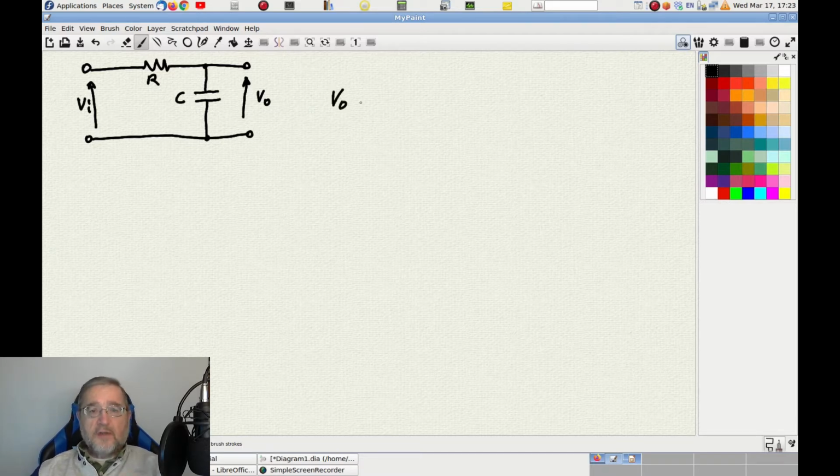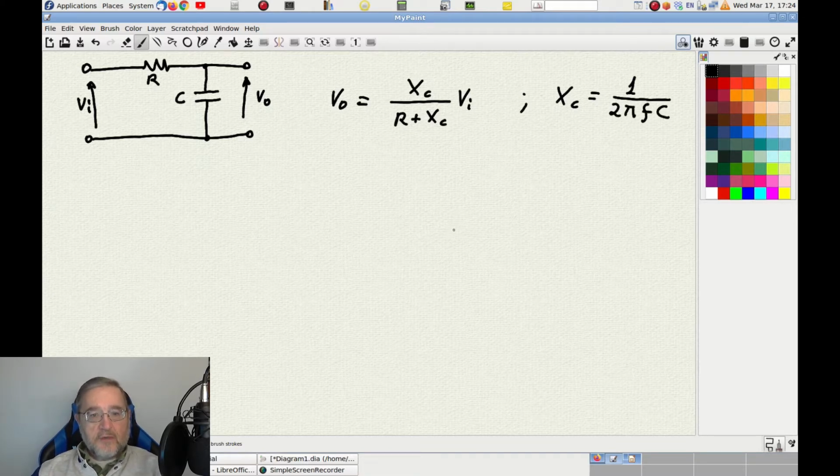So, because of the voltage divider, we can write that the output voltage equals the ratio of Xc over R plus Xc multiplied by the input voltage. And because of the definition of the capacitive reactance, we can also write that Xc equals the inverse of the product 2 pi f C. And here we can see how the reactance for a capacitor of value C changes inversely to the frequency.